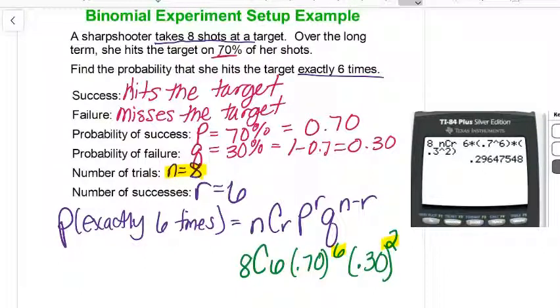And it makes sense because I want the 6 to be successful, so 0.7 to the 6th. That leaves 2 to be failures, so the failure rate to the 2nd.